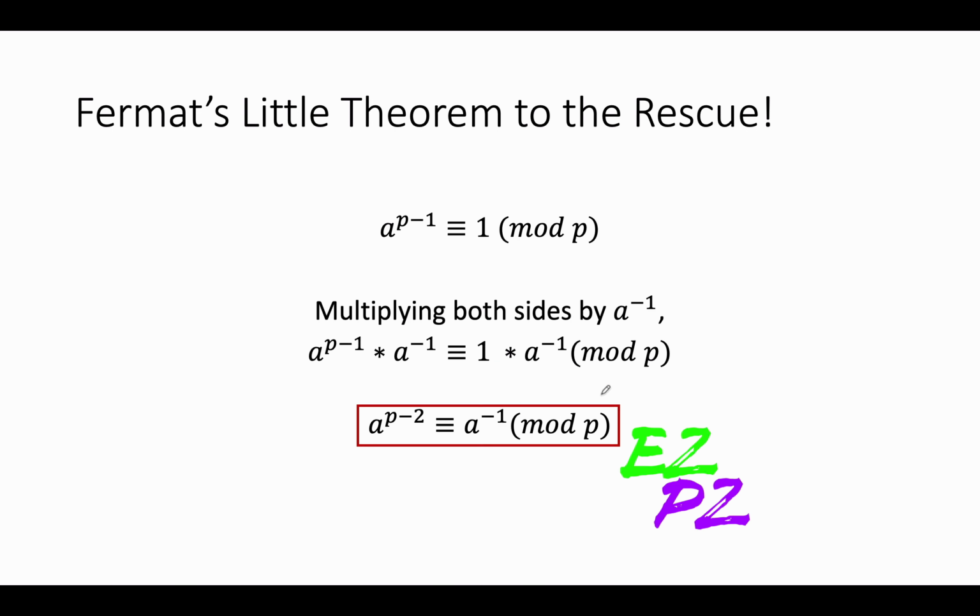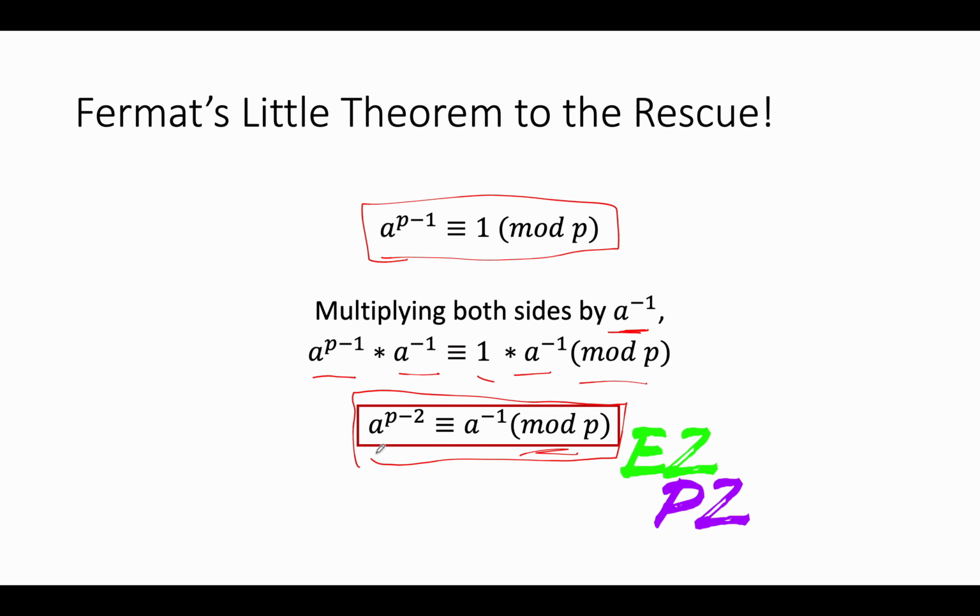Now let's use this result obtained from the previous slide and manipulate it a bit. We multiply both sides by a to the power of negative 1. So a to the power of p minus 1 times a to the power of negative 1 is congruent to 1 times a to the power of negative 1 modulo p, and eventually we get this: a to the power of p minus 2 is congruent to a to the power of negative 1 mod p. We are going to use this result to help us calculate the multiplicative inverse of b.